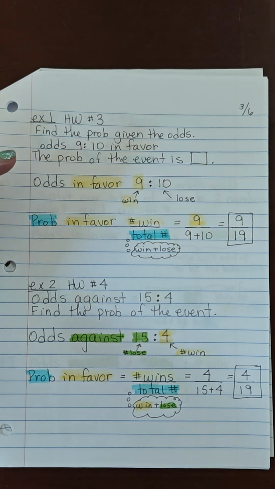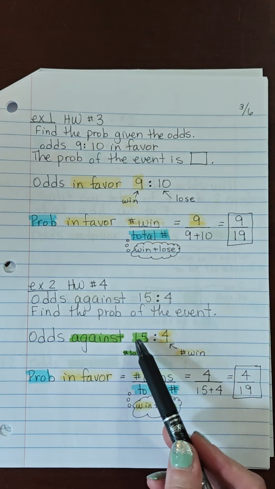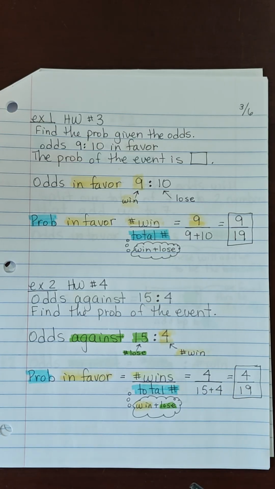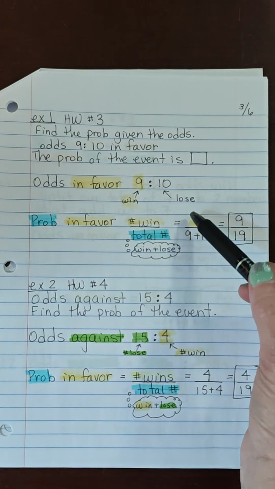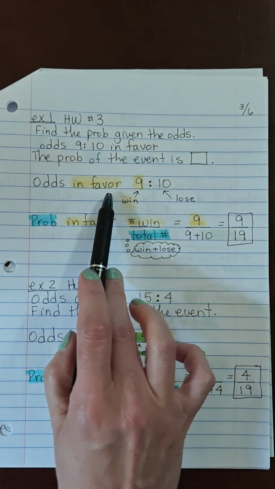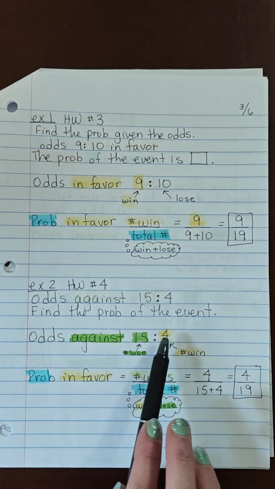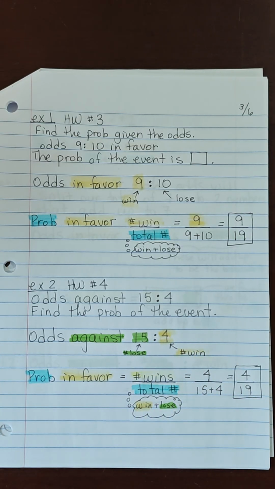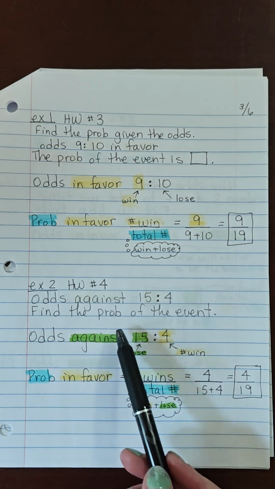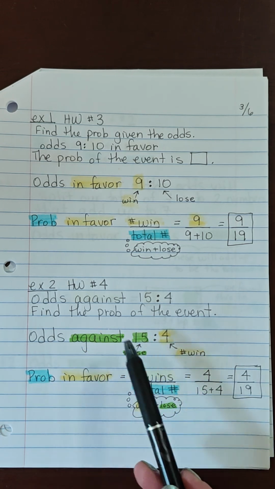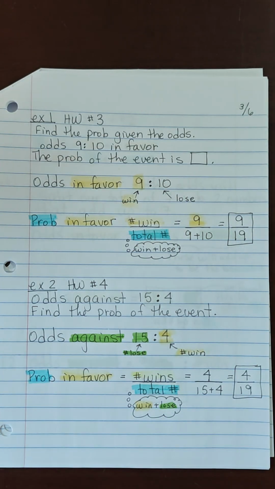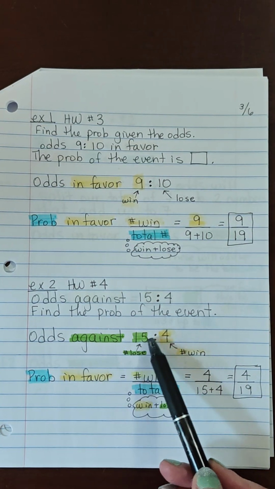So I wanted to show you how these were similar yet different. Because this one gave me the odds in favor, this one gave me the odds against. In both cases, I had to add those numbers together in the bottom because it's a probability. The number that I put on the top depends on what it's asking for. This said in favor, so I need to figure out which one of these numbers is my favorable number, or my win. That is told by what we're given here. The odds in favor tells me the in favor number is first. The odds against tells me the against number is first.